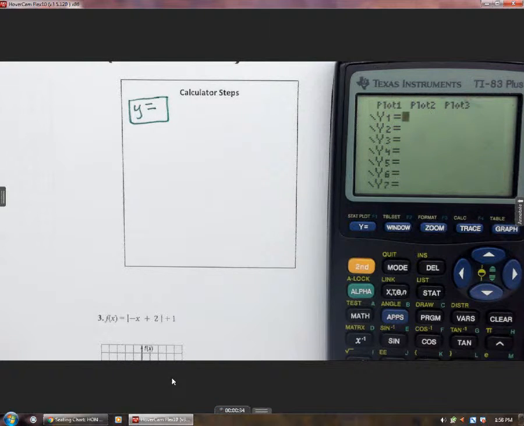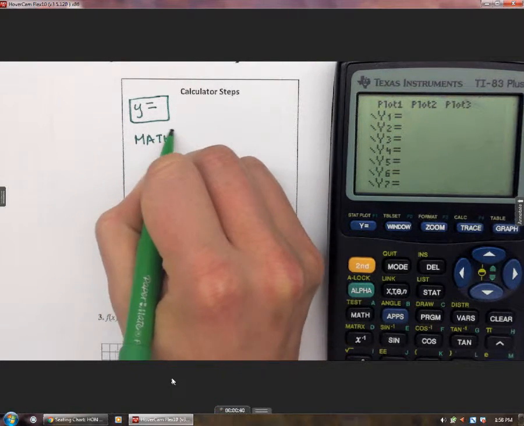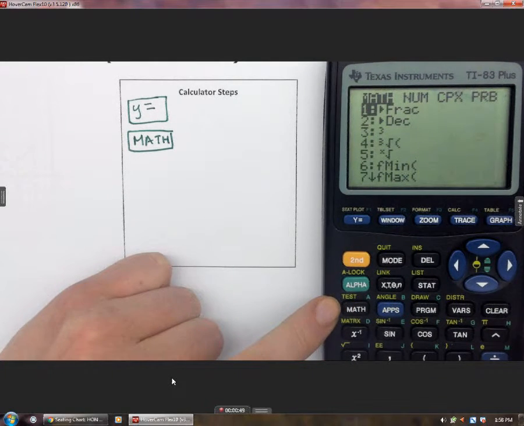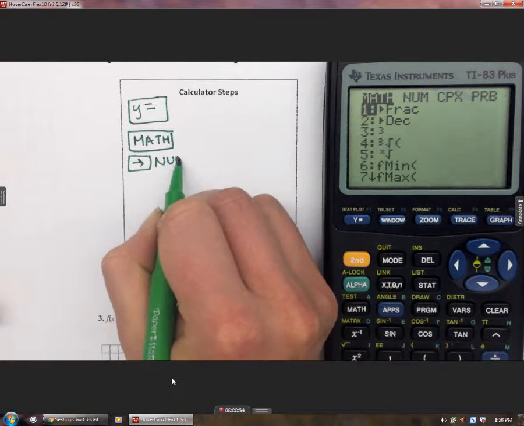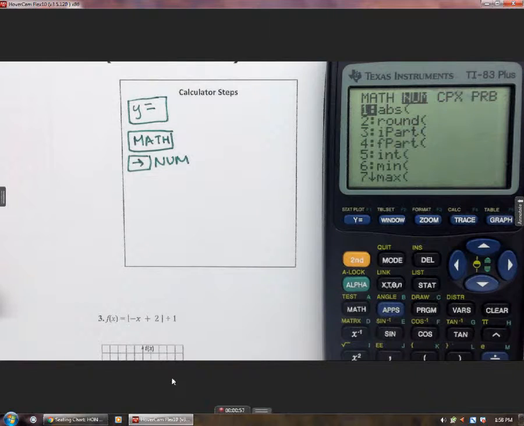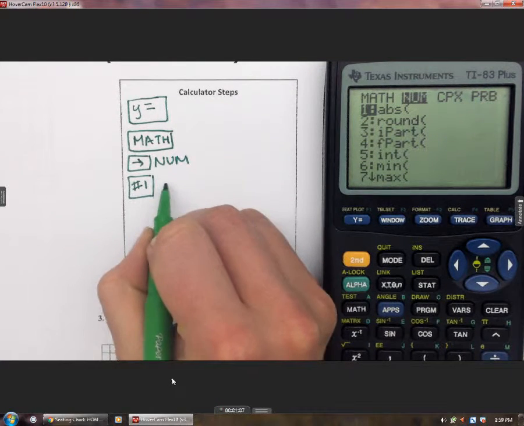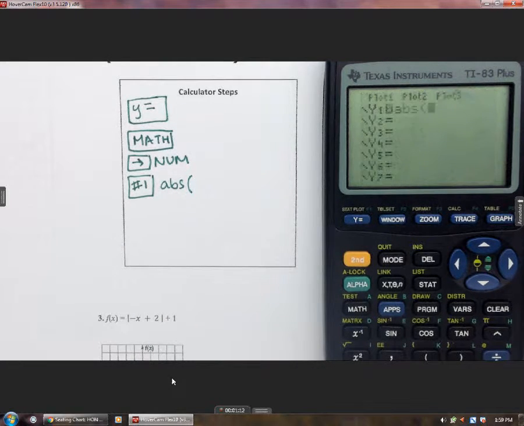Once you get into the y equals, in order to do absolute value, you press the math button. So I'll show you that. If you press math, then you press the right arrow to where it says num, like for number. And then it's just number 1. It says ABS, stands for absolute value. And then obviously you type in your equation.